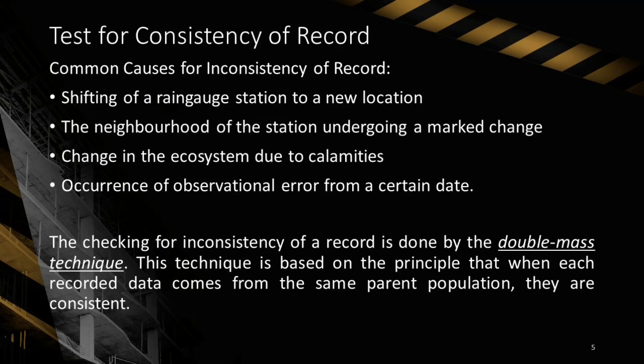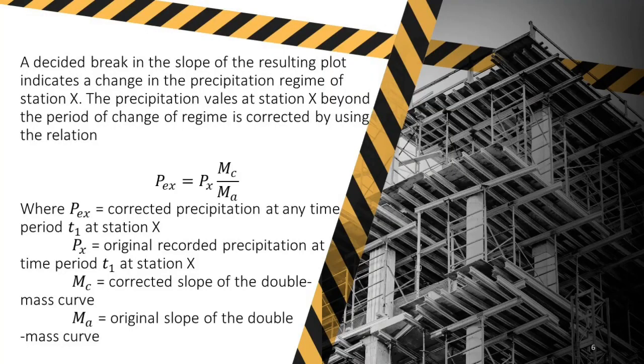The double mass technique is used for checking the inconsistency of a record. This technique is based on the principle that when each recorded data comes from the same parent population, they are consistent. So when you make a graph, values of summation Px, or the accumulated precipitation of the station X, are plotted against summation of Pav for various consecutive time periods. Summation of Pav is the accumulated values of the average of the group of base stations. A decided break in the slope of the resulting plot indicates a change in the precipitation regime of Station X.